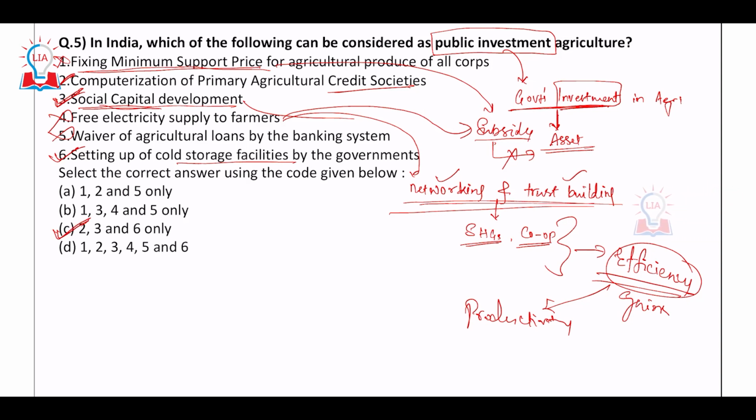So can you go any other way around? Let's say waiver, clearly we know it is not an option. 4, free electricity, that also we know. And 1, we clearly know. 5, 4 and 1 should not be there in the option. You don't have such an option. The only option that is available is C. So even if you did not know about social capital development, still you could get the answer.